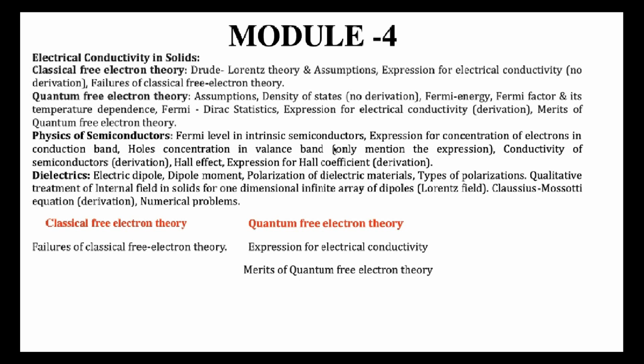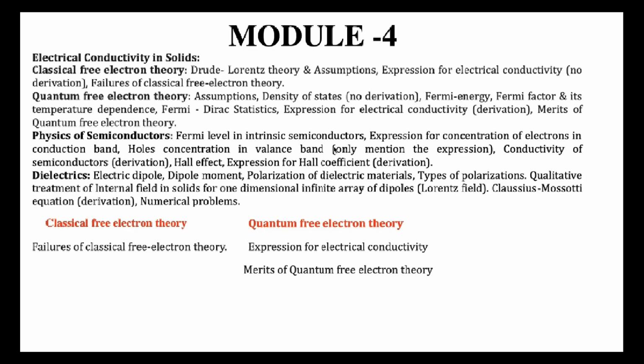Next, in the next chapter, you can expect these two important concepts for 8 to 10 marks, that is expression for electrical conductivity and merits of free electron theory. Sometimes in the semester exam, he can combine these two chapters by saying explain the merits of quantum free electron theory and mention any 3 or 2 reasons for failure of classical free electron theory. Like this he may ask you in the semester exam.